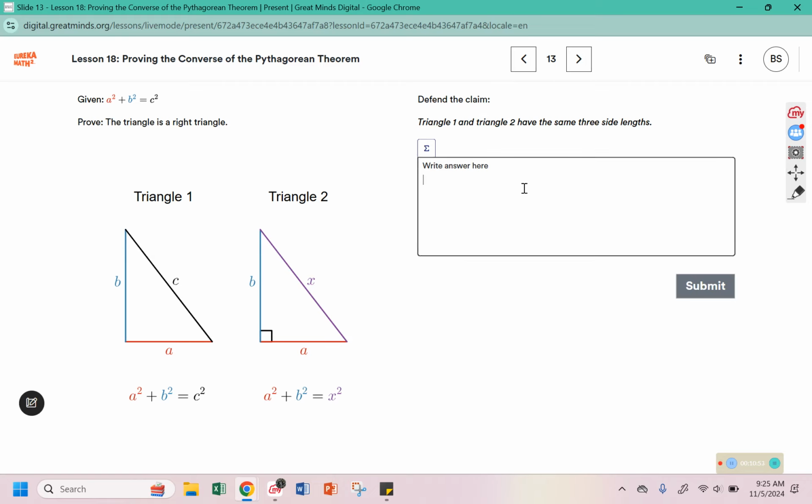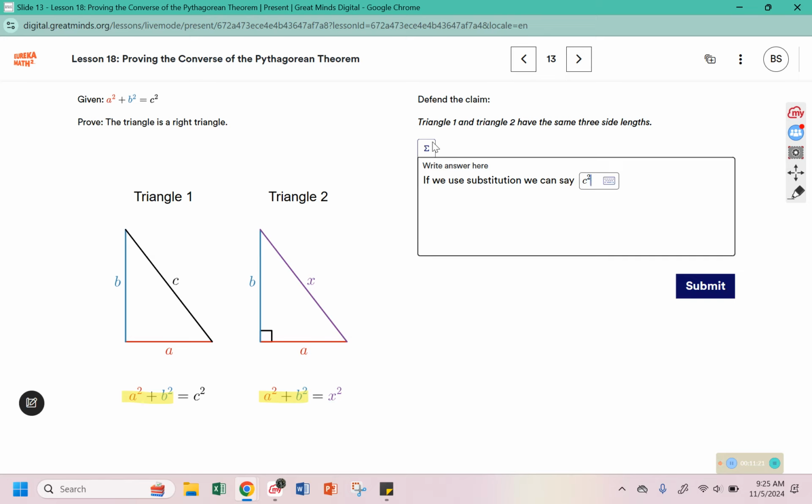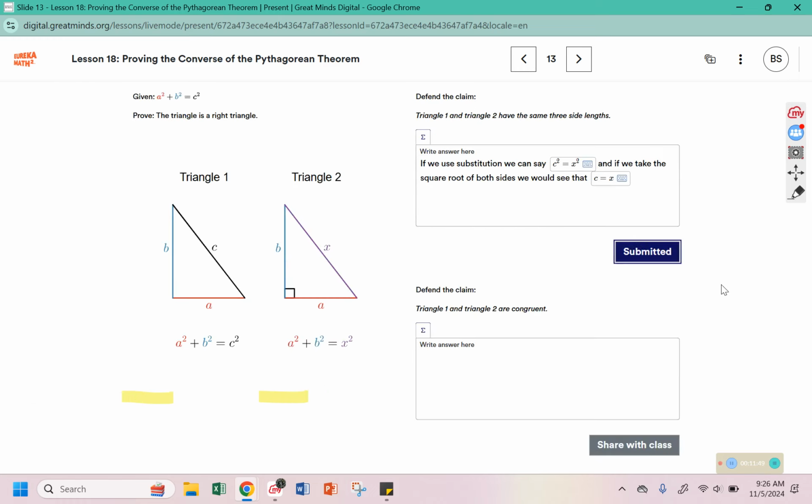Triangle 1 and triangle 2 have the same 3 side lengths. Defend that claim. If we use substitution, we can say these things are both equal. So that must mean that c squared is equal to x squared. And if we take the square root of both sides, we would see that c is equal to x. So they have the same 3 side lengths: a, b, and c is equal to x. So those are the same size as well.